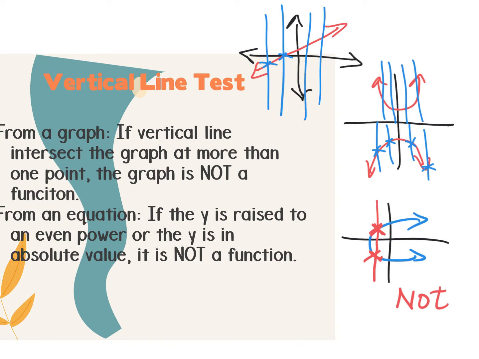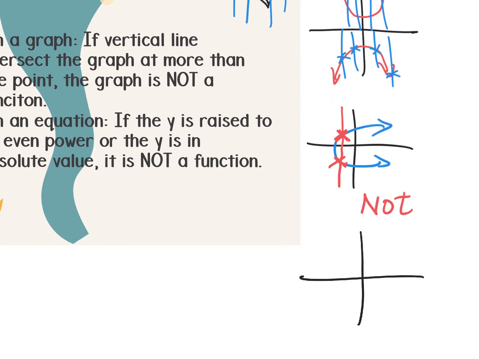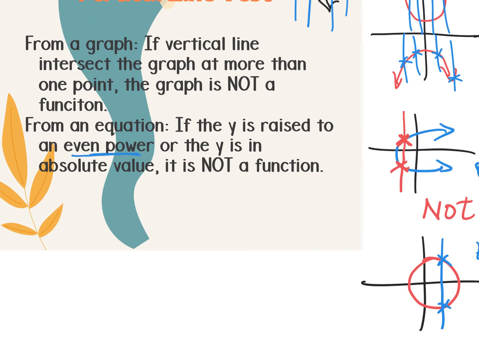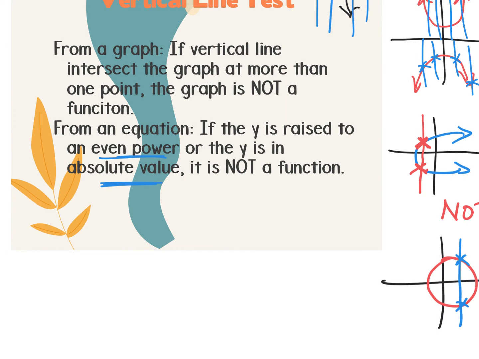Also, when I have a graph of a circle, so if my graph looked like this, it's kind of a lopsided circle, but you get the idea. And if I draw my vertical line down, it's failing because it hits it twice. So these would be examples of not functions when you look at a graph. From an equation, whenever y is raised to an even power, it's not a function. And whenever y is in absolute value bars, or if y is underneath a radical, these are all examples of not being a function. So let's look at the example.